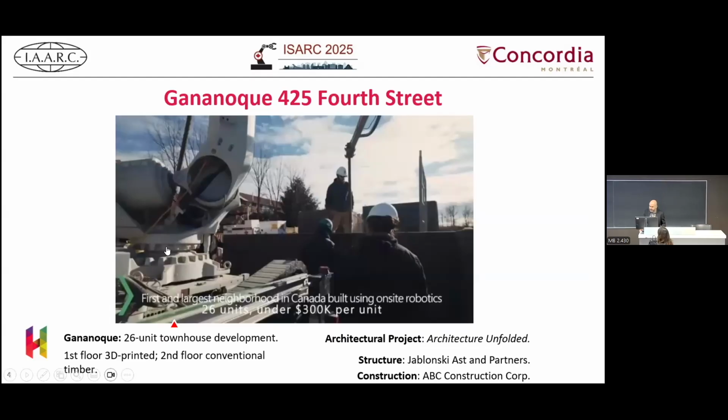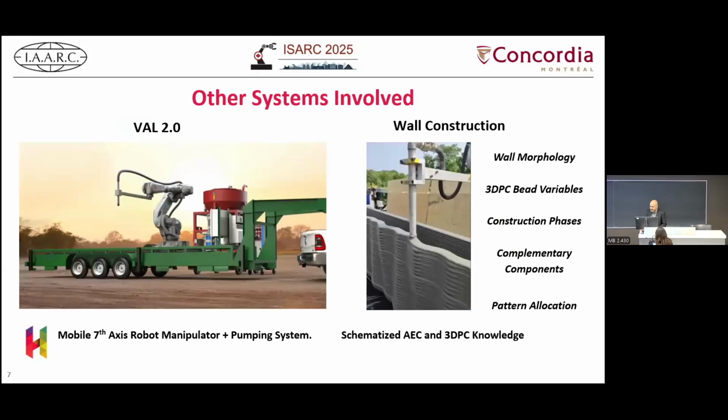We would play this video here, but maybe we can just skip that part. It was just to give you the idea of how we deploy this system. This is the BAL 2.0 system, which consists of a mobile 7-axis robot manipulator and a pumping system. So we can move around these two blocks and print with an envelope of up to 12 meters.